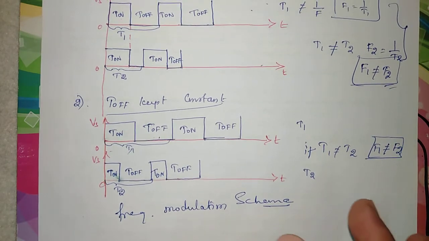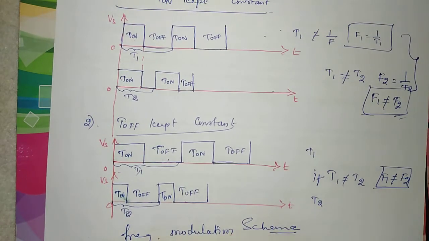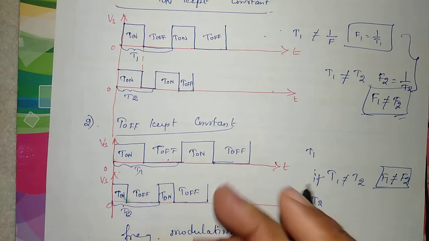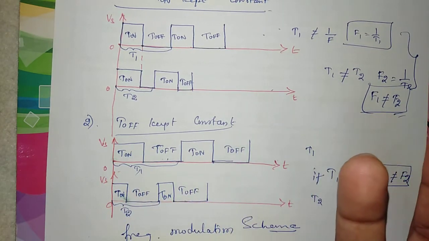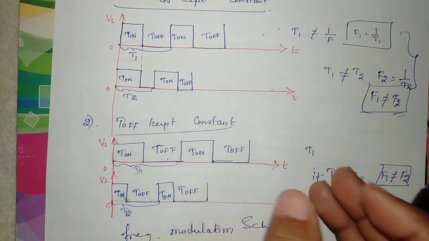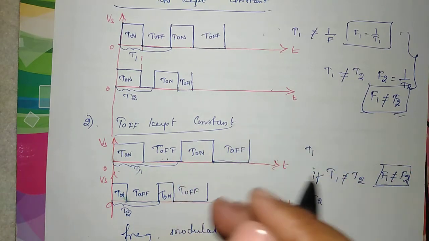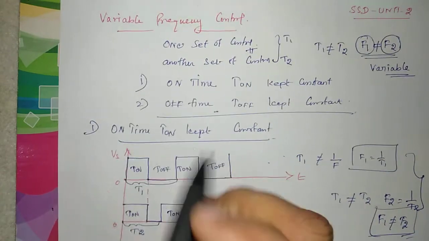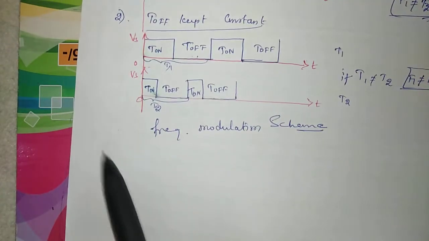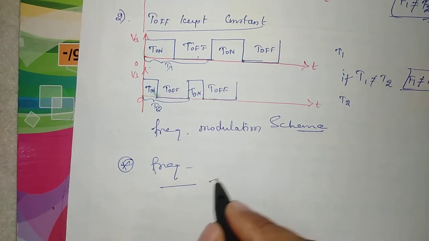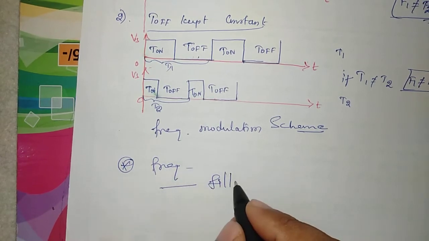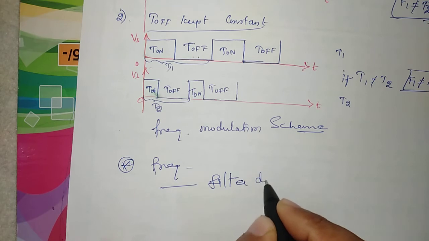And the chopping frequency has to vary over a wide range. We can go for wide range changes, and the filter design is very difficult here compared with the previous one. In the variable frequency method, filter design is very difficult.